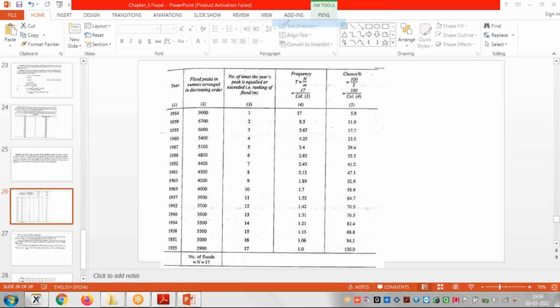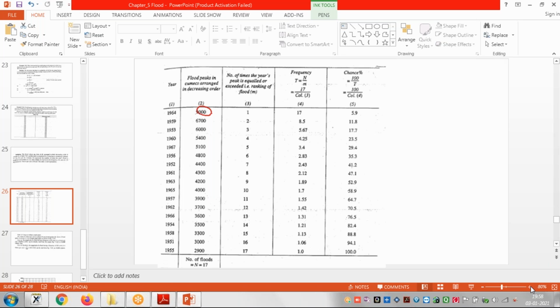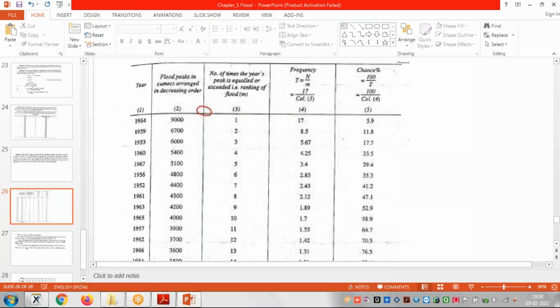Sequential manner means what? Highest value, see this 9,000 will come first, right? This highest value will come first. Then below that 9,000, the next value will come, right? 6,700, then 6,000, then 5,400, likewise. And we will see this 9,000 is the highest. So that's why the M value or grade or rank, we can say, rank will be 1, then 2, 3, 4, 5, likewise.